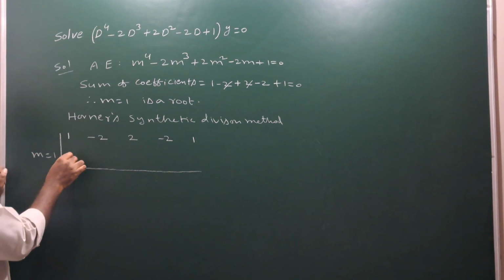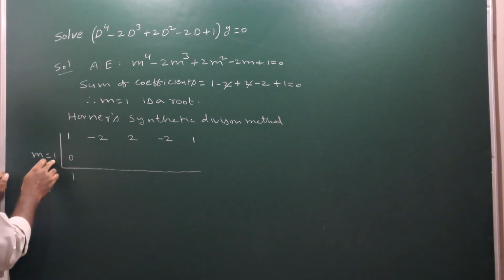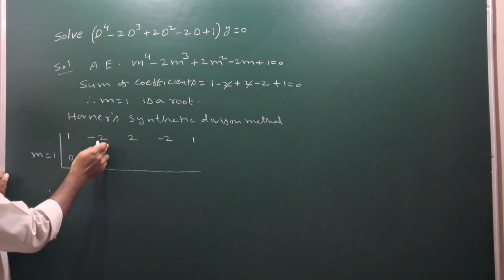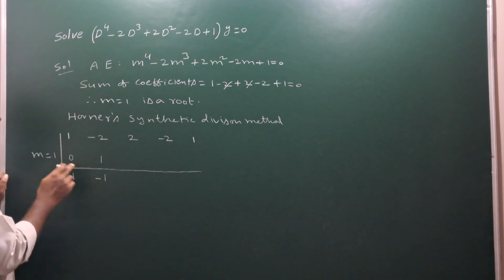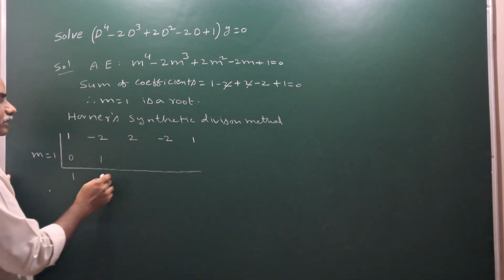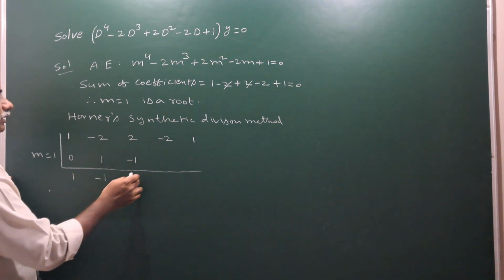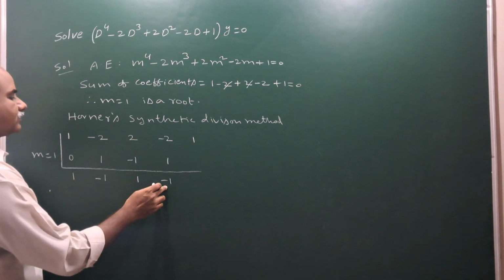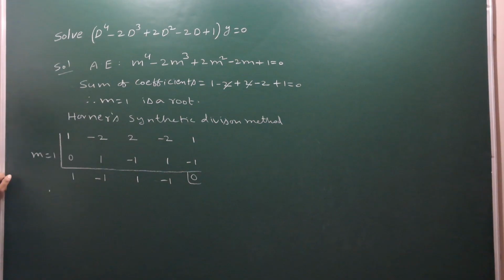First keep 0 here, add these two numbers, 1 plus 0 is 1. Now multiply and write here 1 into 1 is 1. Minus 2 plus 1, add these two numbers, gives minus 1, and multiply and write here 1 into minus 1 is minus 1. So 2 minus 1 means plus 1, 1 into 1 is 1. Right here, minus 2 plus 1 is minus 1, 1 into minus 1 is minus 1. So this is called the remainder, it is 0. Now this is our quotient.